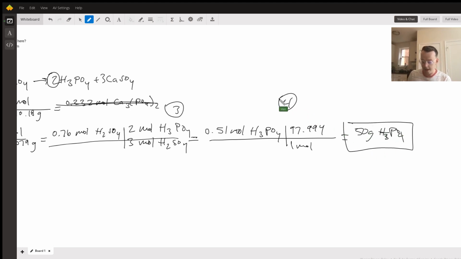So quickly recap: start with the balanced chemical equation, convert all your grams to moles, find your limiting reagent, use the mole ratio to find how many moles of product you're going to get, and then convert the moles back into grams. And that's how you tackle this question.